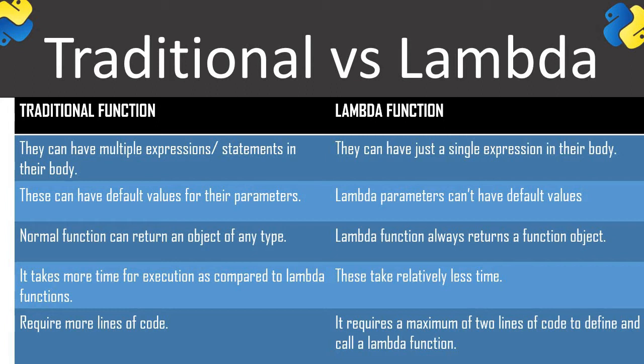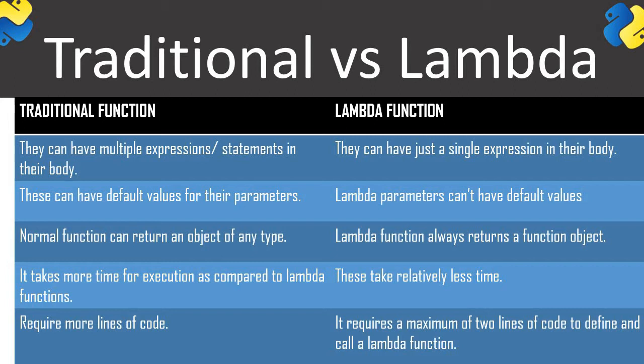In a traditional function, the default values for the parameters can be assigned. But in a lambda function, we cannot assign default values. A normal function can return an object of any type. While creating a traditional function, we can return any type of object. But a lambda function always returns a function object.